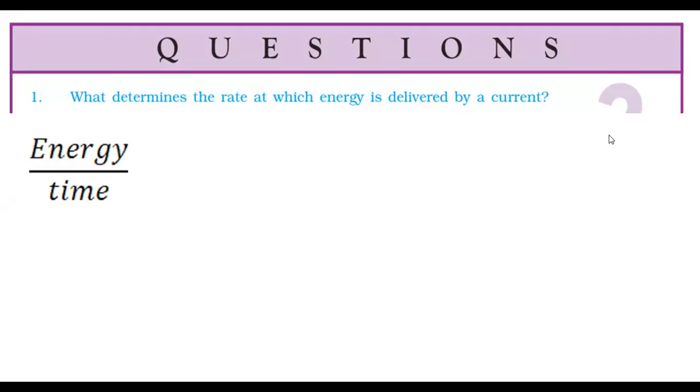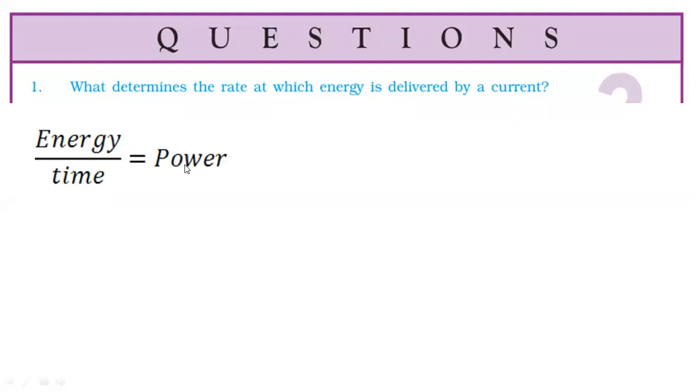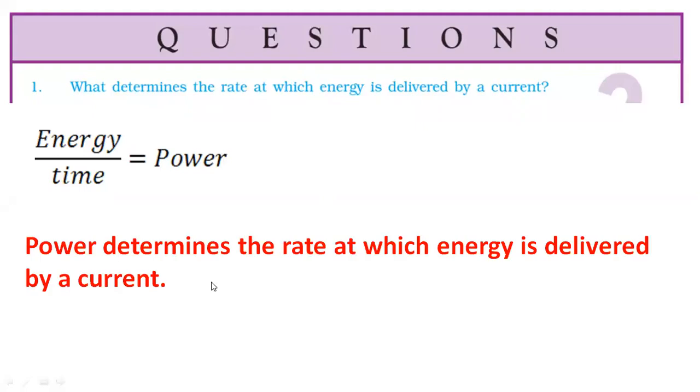Yes, Sanskriti, you're right. Power, Parth Baset, yes, correct. Power, Rucha, correct. So that means this quantity is definitely nothing but power, right? So this is energy by time, which is nothing but power. So what is the answer then? What determines the rate at which energy is delivered by a current? Power determines the rate at which energy is delivered by a current.